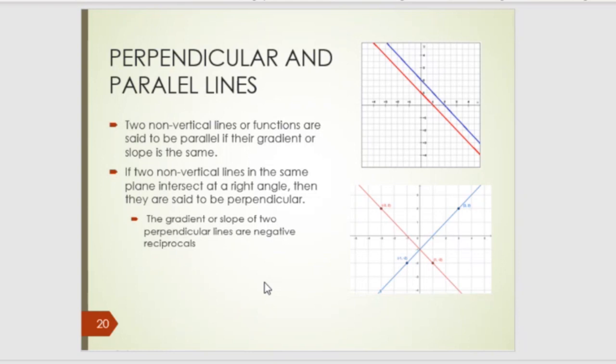But if two lines in the same plane intersect at a right angle, then we say that they are perpendicular. In terms of the gradient, they are opposite to each other, so they are reciprocal. So if the gradient of one is -1, what will the other one be?